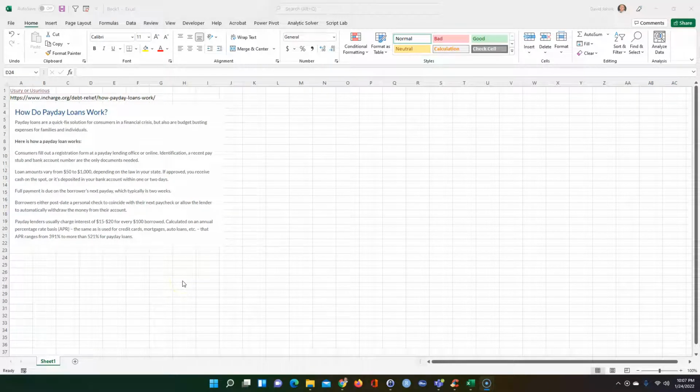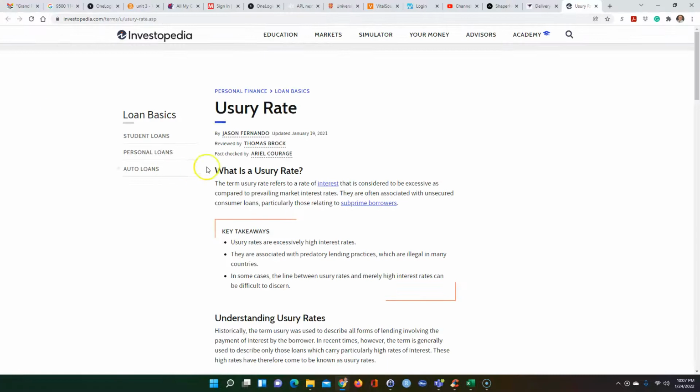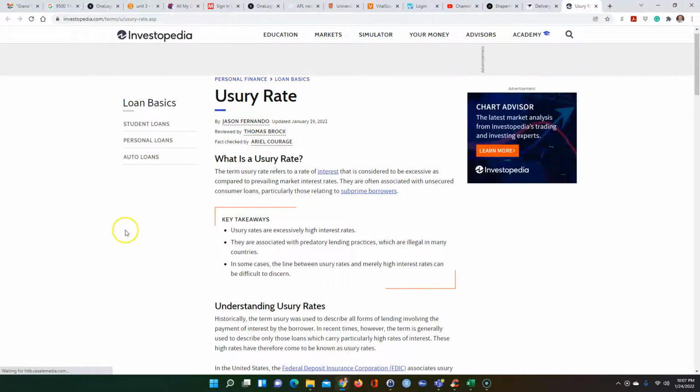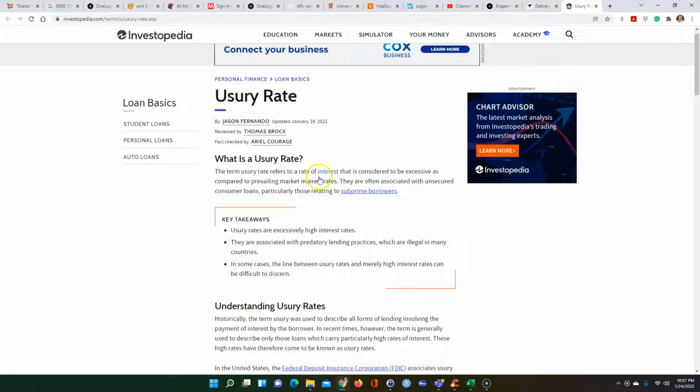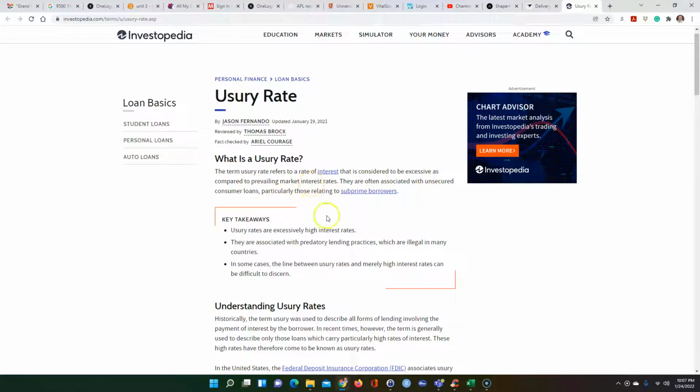Okay, today I want to go over something called usury or usurious loans. So let's go ahead and click on this and go to this website. Usury is basically an interest rate that's considered to be excessive as compared to market interest rates.